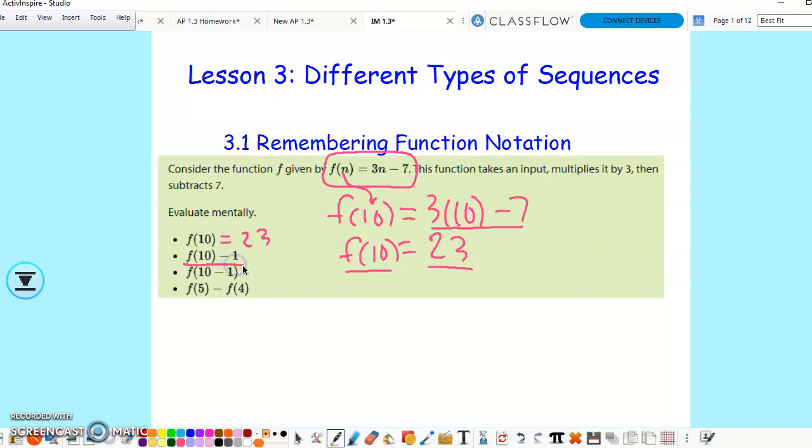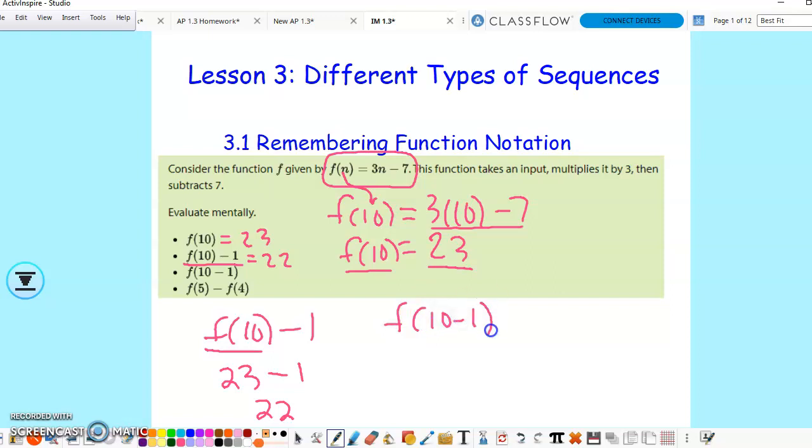To find f of 10 minus 1, I already know that f of 10 is 23, so I can replace f of 10 with 23, minus 1 is 22. But notice the different notation for f of 10 minus 1. Remember, this is in your notebook, in Unit 1, Lesson 3, Activity 1. So you should be finding this in your book and you can just follow along.